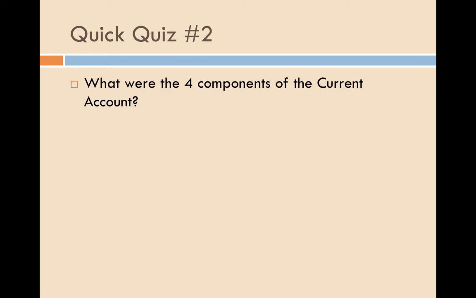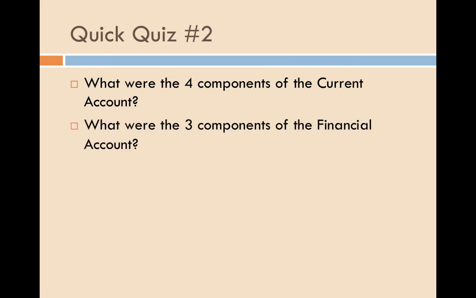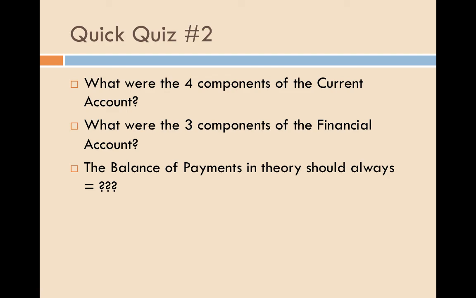First question: what were the 4 components of the current account? Do you remember the 4 components again? What were they? Next, what were the 3 components of the financial account? And could you describe them? Could you define them? Finally, the balance of payments in theory should always equal what? What number should it always add up to? Hopefully you can answer these 3 questions.